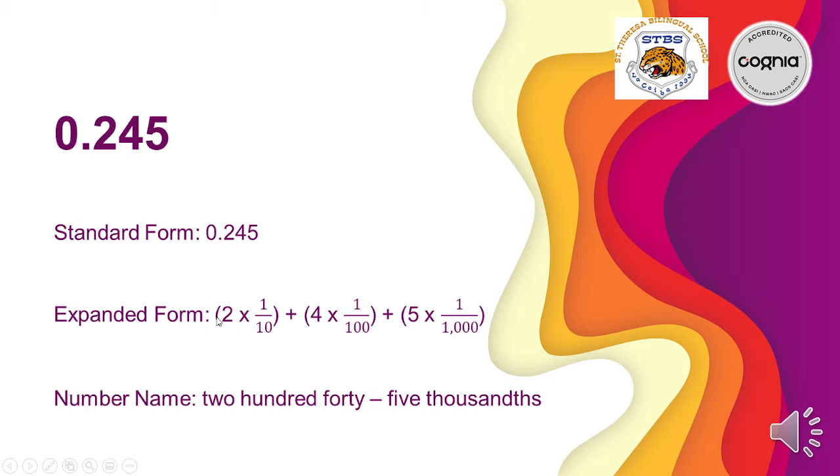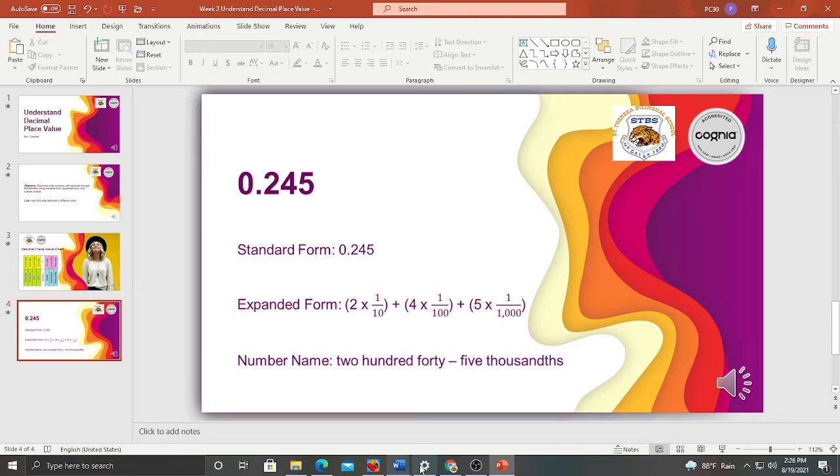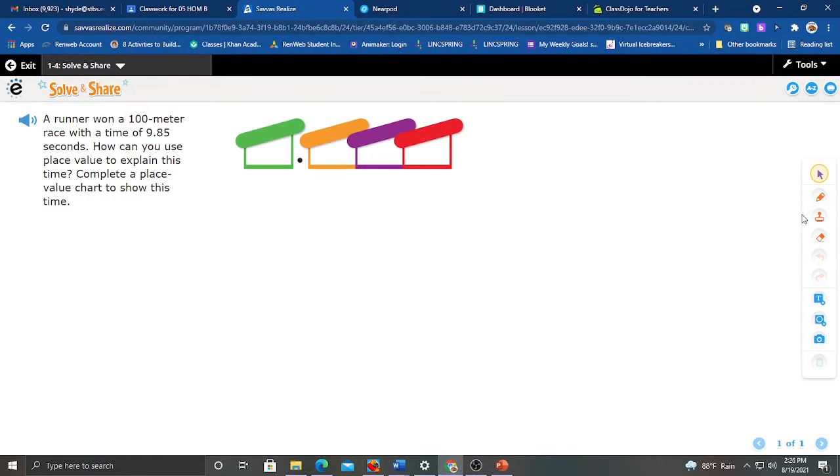All of this has to be done in a parenthesis with a plus sign on the outside to put them all together. And then finally you have the number name, which in this case would be 245 thousandths. Remember that it always ends in thousandths. All right, now let's go to our website.